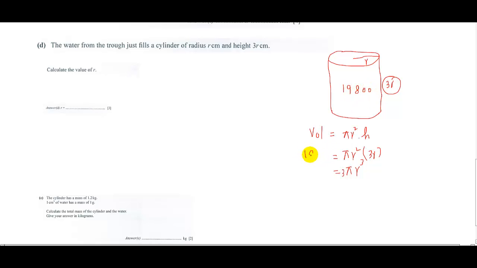So let's put that right over here, and then r cube is 19,800 over 3 pi, and then we take the cube root. So let's check what the radius is. Therefore the radius, up to 3 significant figures, is 12.8 centimeter.